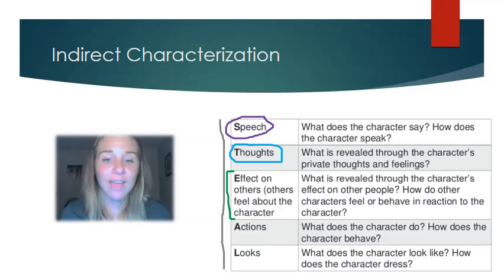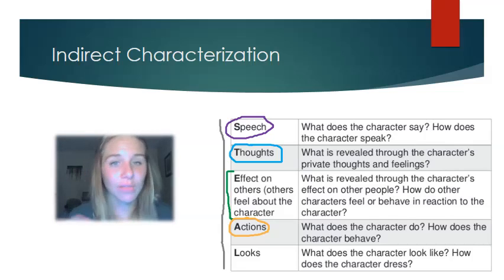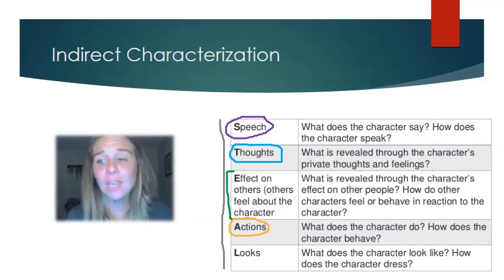Next, we have actions. By looking at our actions, we can ask ourselves, well, what does the character do? And how does our character behave? Are they cowardly? Are they brave? And then lastly, we have looks, and looks matter too.